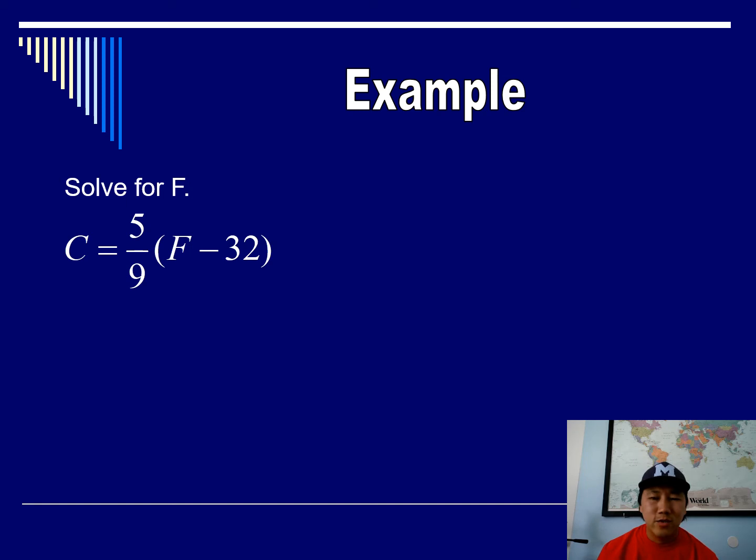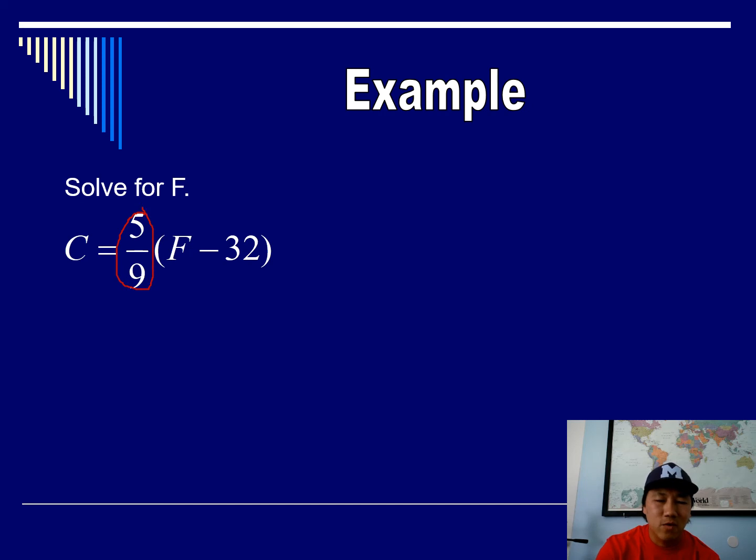Alright, let's go ahead and do another one of these. This one looks kind of complicated because it has that fraction in there. We are asked to solve for f. So we have to isolate f. We have to get rid of the 5, the 9, and the -32. Alright, let's go ahead. You have to work backwards to get rid of the 5 and the 9.